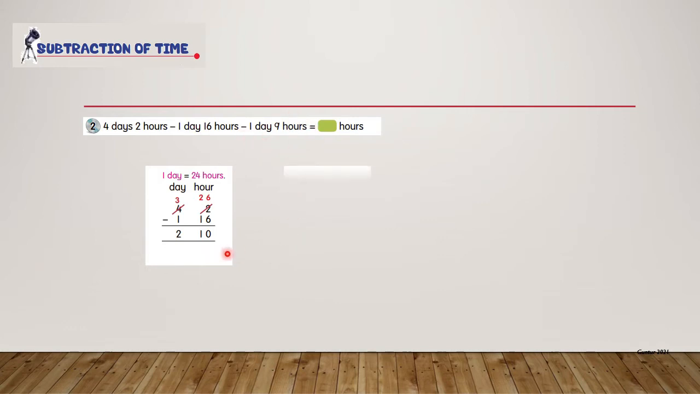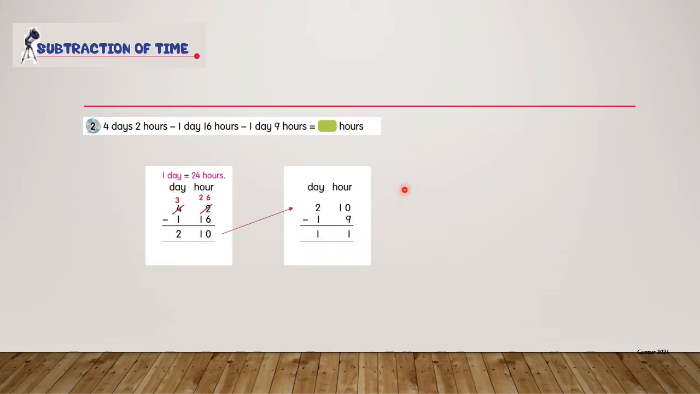So we bring 2 days 10 hours to be subtracted, to subtract with 1 day 9 hours. Okay, 10 subtract with 9, you got 1. 2 minus 1, you got 1. Okay, now you got 1 day and 1 hour.